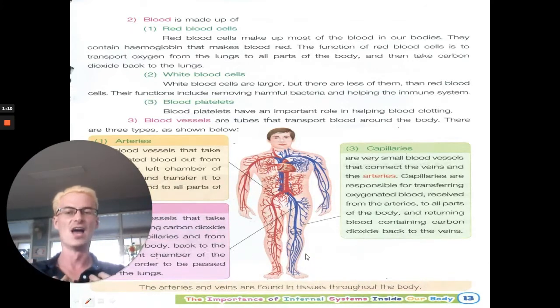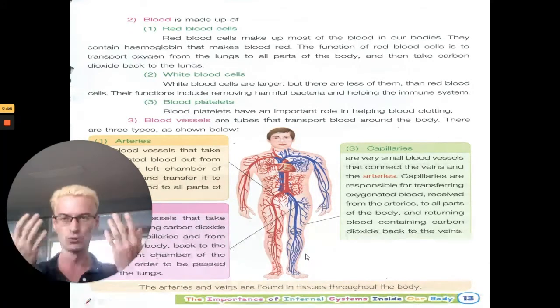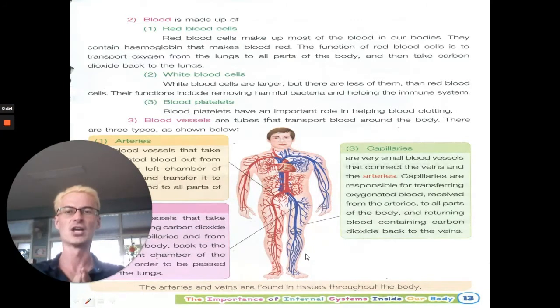Then they take carbon dioxide from our organs, from all parts of our body, and transfer it back to our lungs. And thus we breathe in oxygen and we breathe out carbon dioxide. Like this, oxygen in, carbon dioxide out. This happens because of red blood cells. I hope it's clear. If it is not clear, read the text one more time or try to translate it using your laptops or your cell phones.